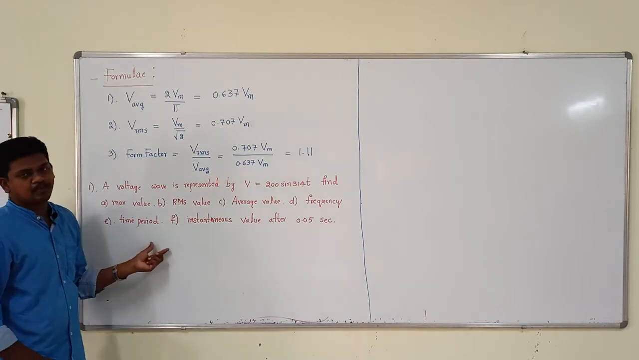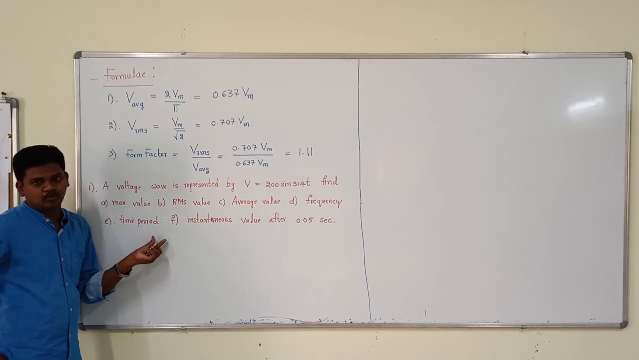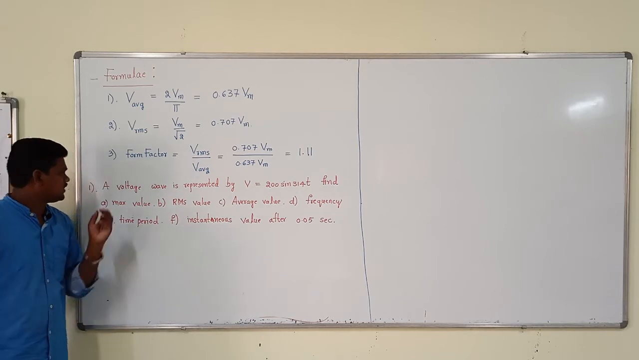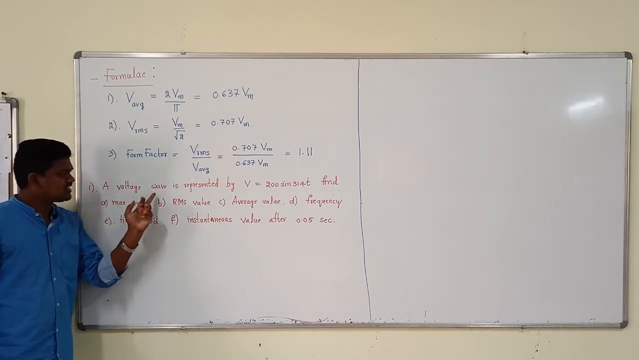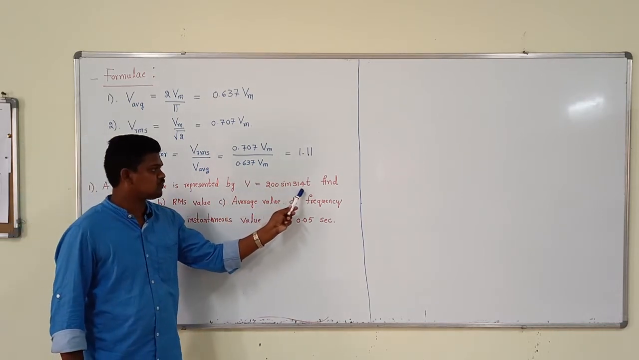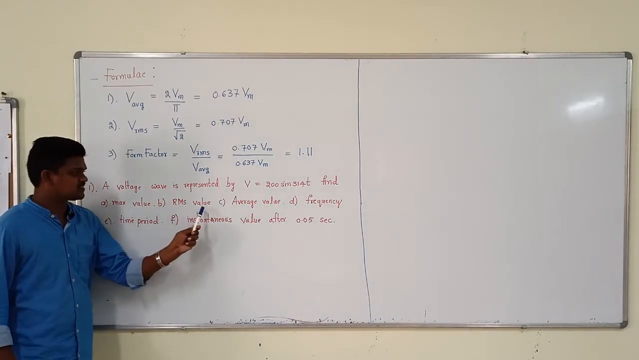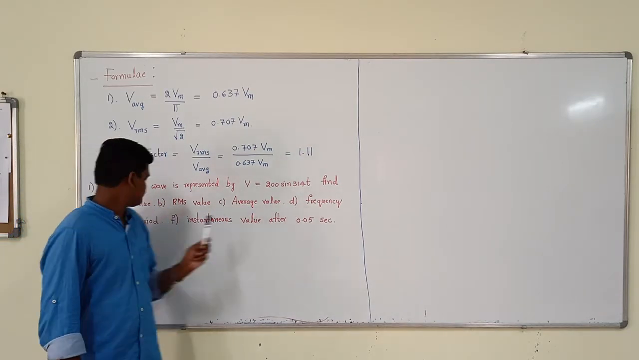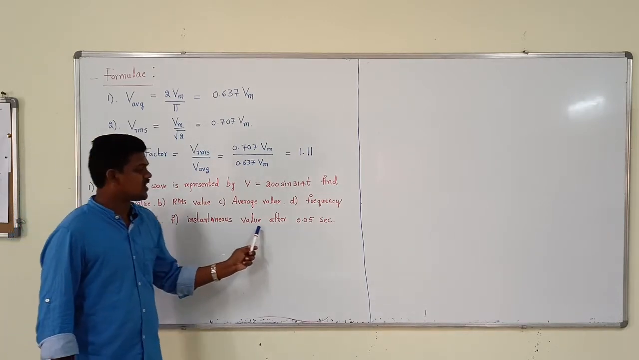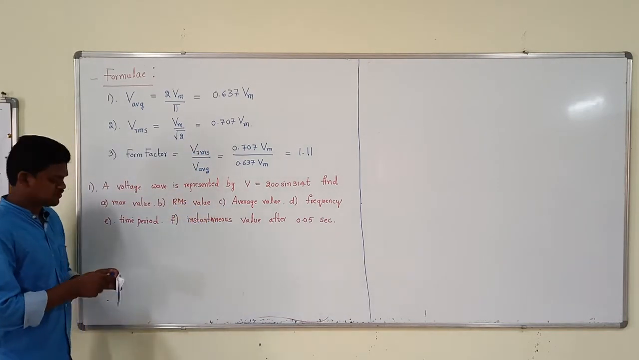Now we will discuss a problem regarding the sinusoidal waveform. By doing this problem you will understand all these values clearly. The problem: a voltage wave is represented by V equal to 200 sin 314t. Find (A) maximum value, (B) RMS value, (C) average value, (D) frequency, (E) time period, (F) instantaneous value after 0.005 second. Now one by one we will do this.